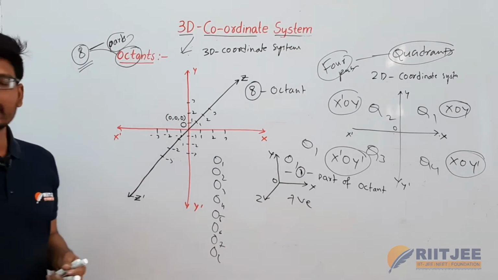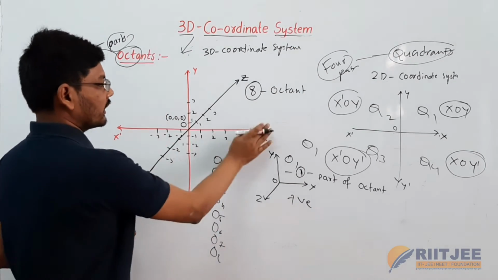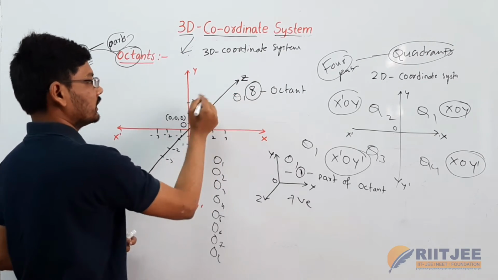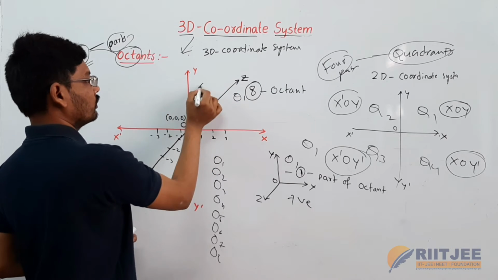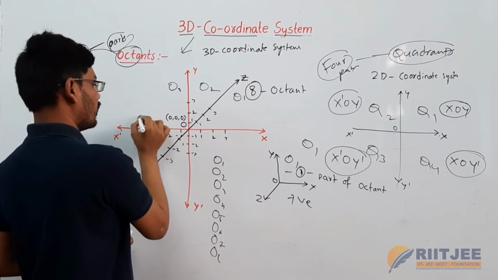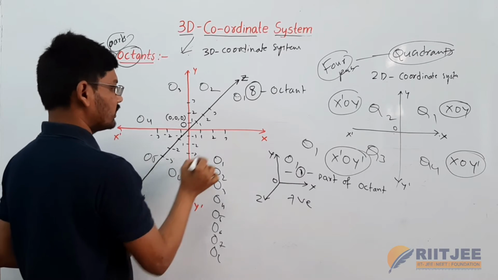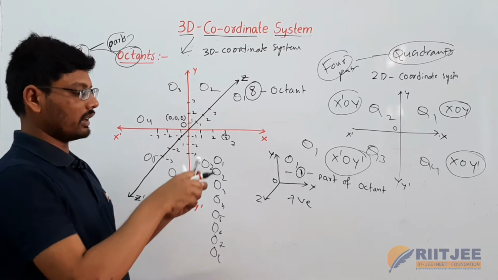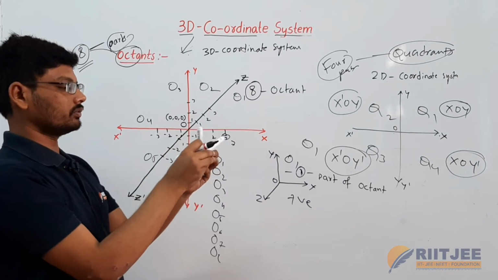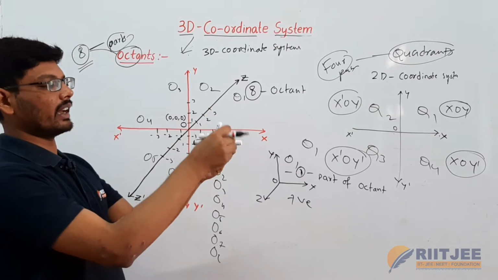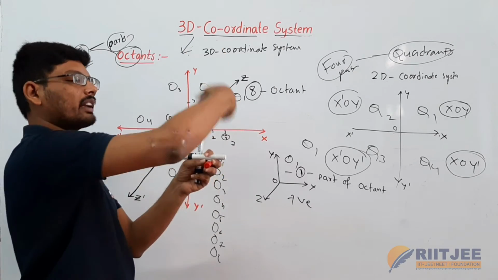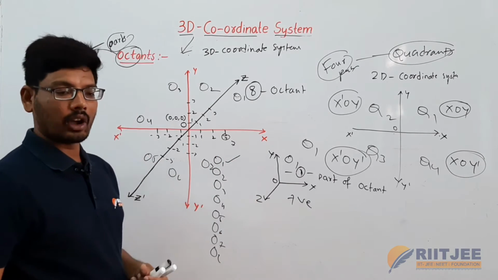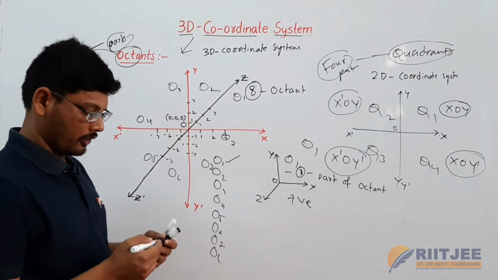In the 3D coordinate system, 8 octants are there. This is one octant, then on the back side one more octant. This is O1, and this is O2, O3, O4, O5, O6, O7, O8. Completely 8 parts are there. If you look at this one, this is like a cube. On the front side we are getting 1 2 3 4 and similarly on the back side 1 2 3 4. Total 8 octants we are getting here. This is all about octants and the positive values of octants.